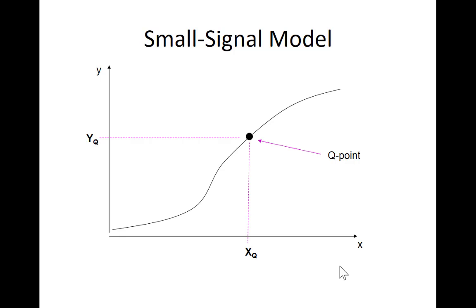We observe that the slope changes as a function of Q point on this example because it's nonlinear. Our small signal models will change with the Q point. So don't worry too much about details right now. The slope here is one thing, the slope here is a lot different, the slope here is a lot different yet. We can pick different Q points for our device.